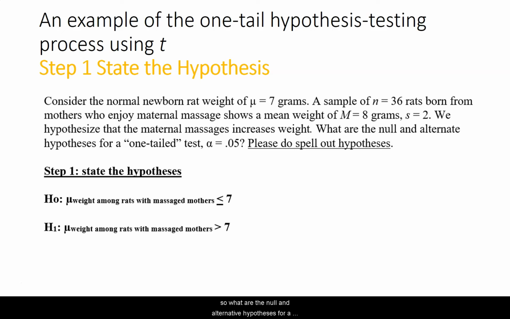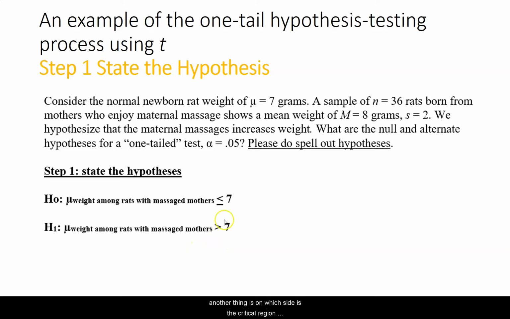So what are the null and alternate hypotheses for a one-tailed test? So if you'll go down to the alternate, the weight among the rats with the massage mothers is greater than 7. So I'm predicting a direction here. It's going to increase their weight. Their weight among the rats is going to be greater than 7. What's the opposite of that? Less than or equal to 7. That's it. I just had to start off with the alternative first.